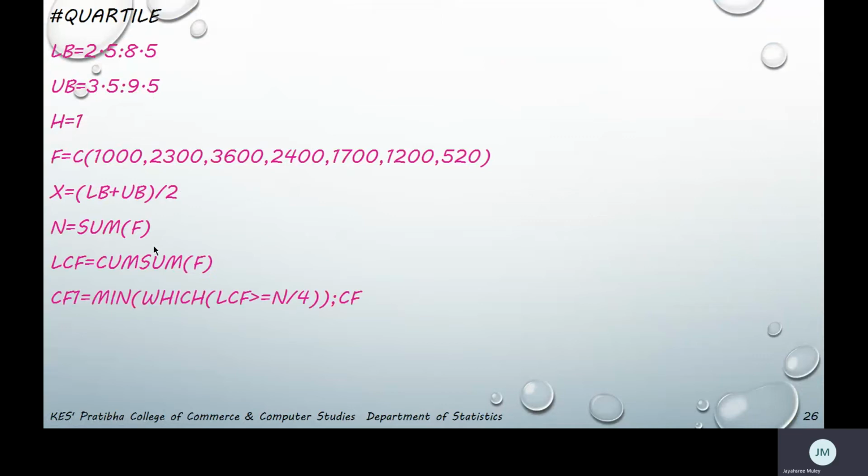Now for the first quartile we find the cumulative frequency which is just greater than n by 4, because n by 4 means the one-fourth part of the given observations, that means the first quartile. So here we write the command as minimum which LCF is just greater than or equal to n by 4, and then we will see the formula for the first quartile, that is equal to L plus n by 4 minus CF minus 1 into h upon f.